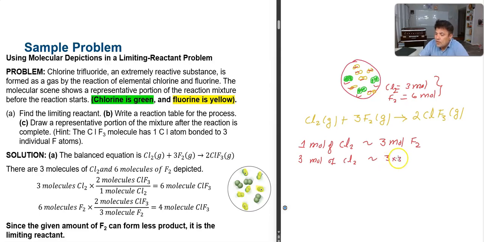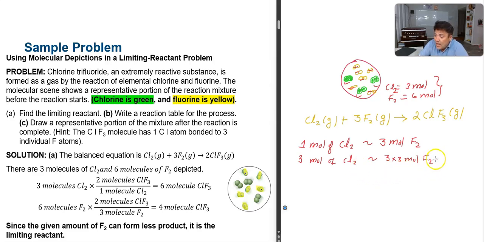3 times 3 mole of fluorine, right? But we don't have 3 times 3 mole. We have only 6 mole of the fluorine. So you know what will be finished then?